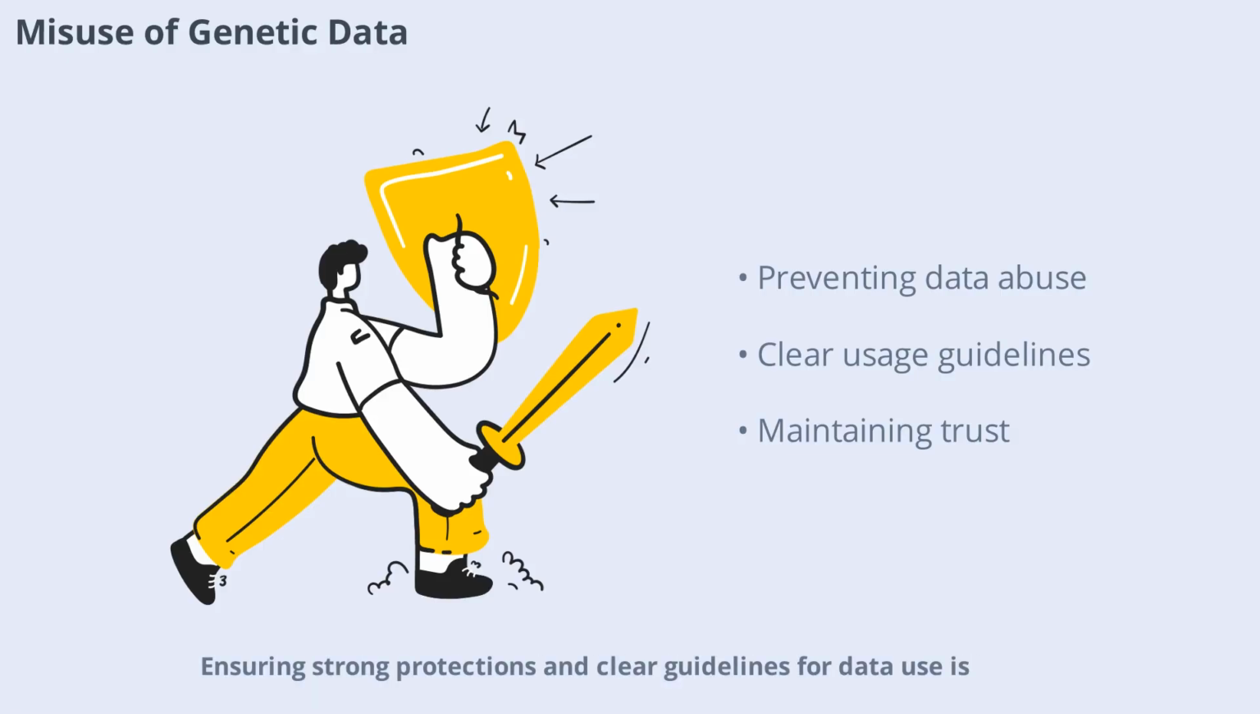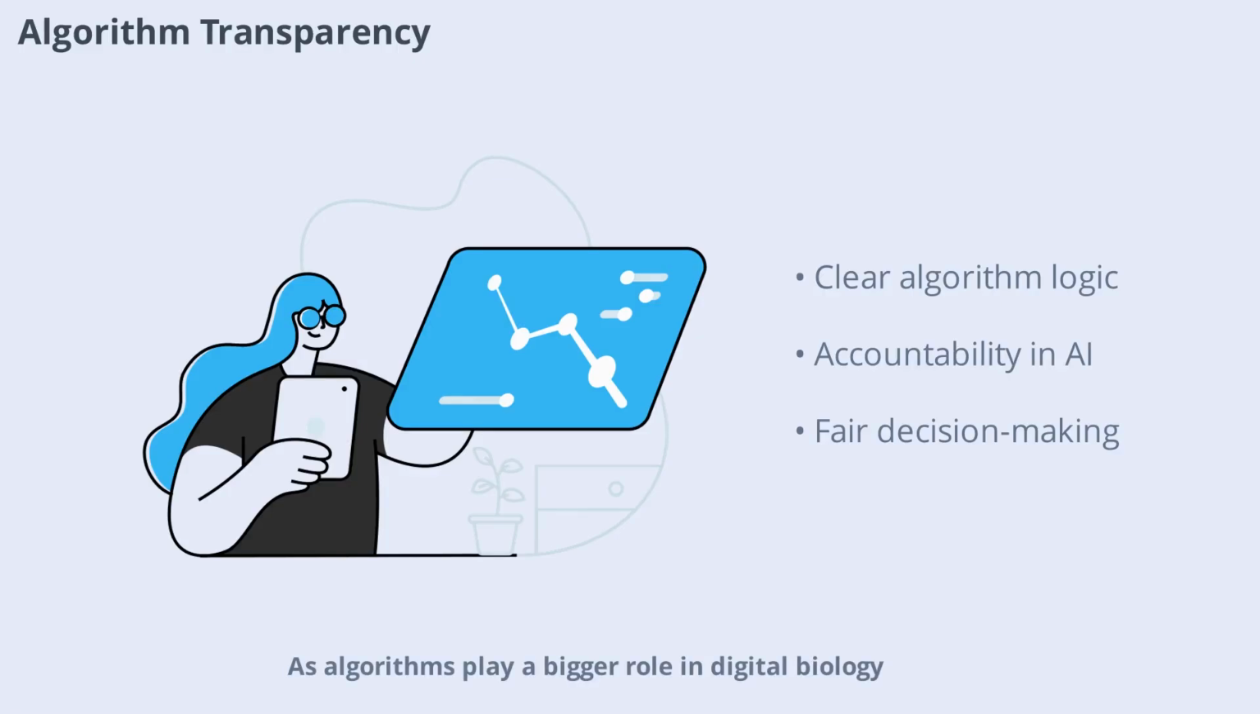Genetic data can be misused in various ways, from unauthorized access to use in criminal investigations or surveillance. Ensuring strong protections and clear guidelines for data use is essential to prevent abuse and maintain public trust in digital biology.